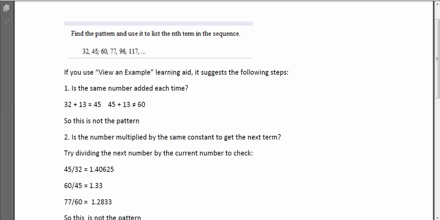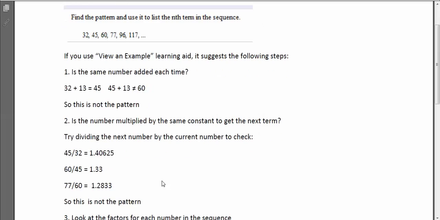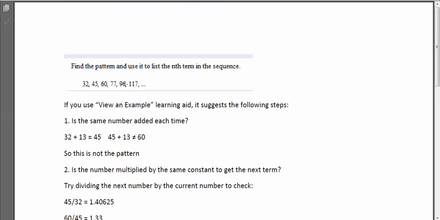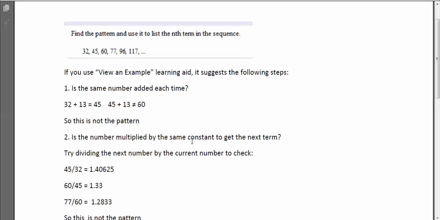I took each subsequent one and divided by the prior one. So 45 over 32 gives me about 1.4. Then if I divide 60 by 45, I get 1.33. Notice the ratio is going down, but it's not the same number being multiplied each time, so that's not going to be the pattern. So the next thing it suggests is, how about looking at factors of the different numbers in the sequence to see if we can see a pattern there.